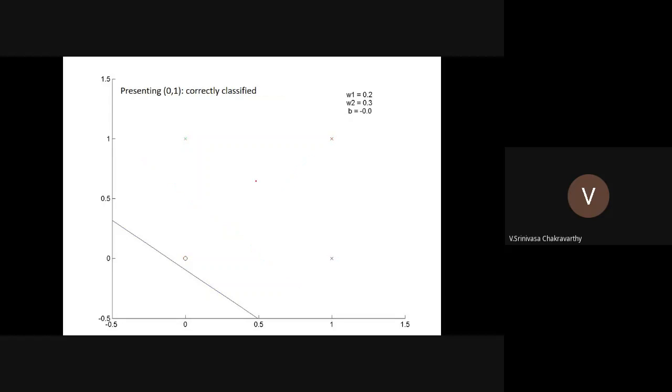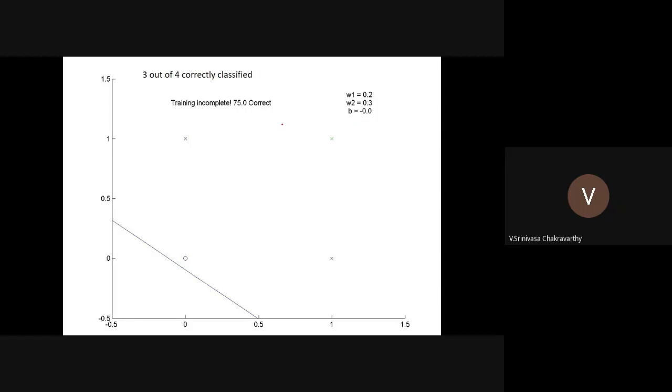Let us see what happens. First you present 0, 0. This is wrongly classified because this line should be somewhere here; this point is on the wrong side. So you update the weights using a certain rule, and that update gives you these new weights. Then you present 0, 1, which is correctly classified. When it's correctly classified, the weights don't change. Then present 1, 0, also correctly classified, so the weights don't change. Again present 1, 1, correctly classified, and the weights don't change.